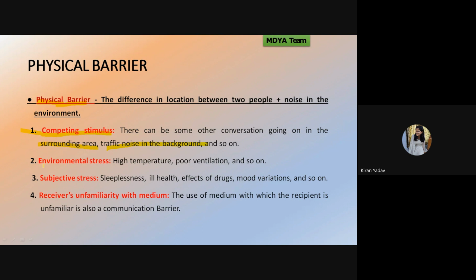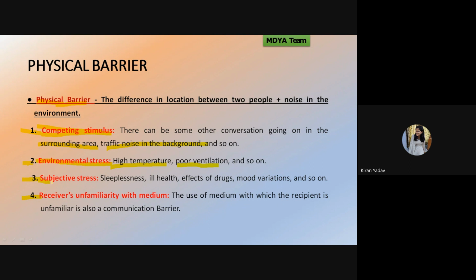These are physical barrier. And environmental stress, subjective stress, receiver's unfamiliarity with the medium, these also come in physical barrier. In environmental stress, if the temperature is too high, and if there is poor ventilation, then it will create discomfort and distraction, and thus it will hinder the exchange of information. So remember these, that competing stimulus, environmental stress, these are physical barrier.